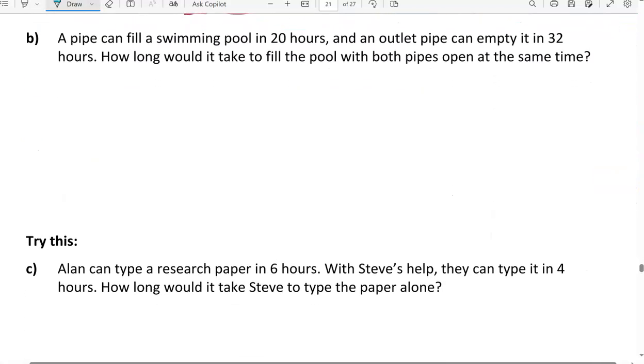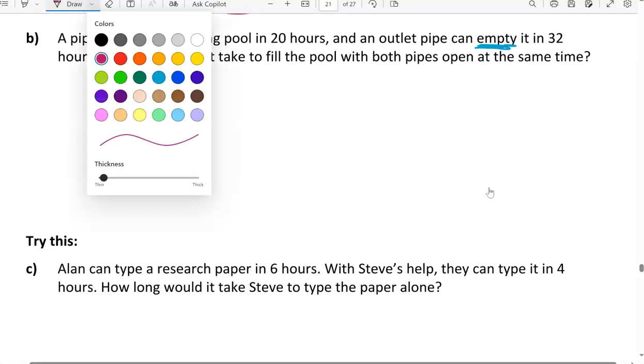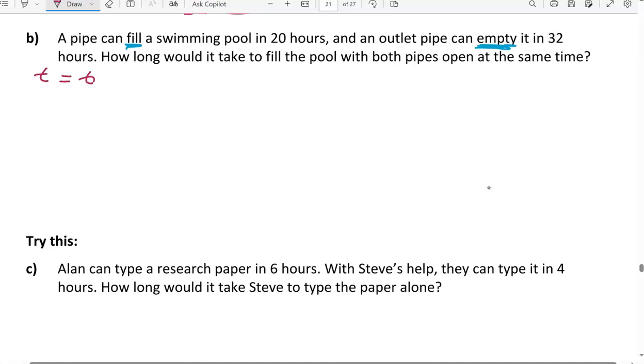All right, in B, we have a pipe filling a swimming pool in 20 hours, and an outlet pipe can empty it. Now we actually have something different going on here. We have one pipe that is actually doing a job and another pipe that is undoing a job. So we're going to count the one that's undoing the job as doing a negative job. And we are looking for how long it would take the pool to fill with both pipes open at the same time. So T is equal to the time with both pipes open.